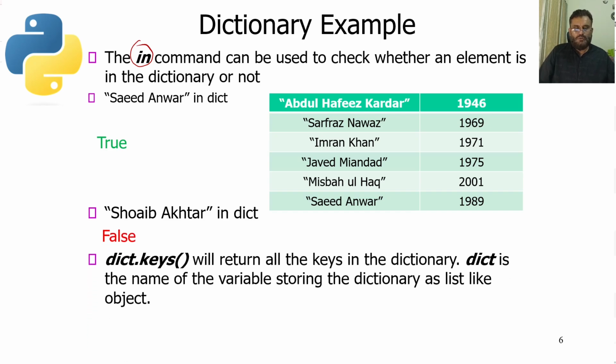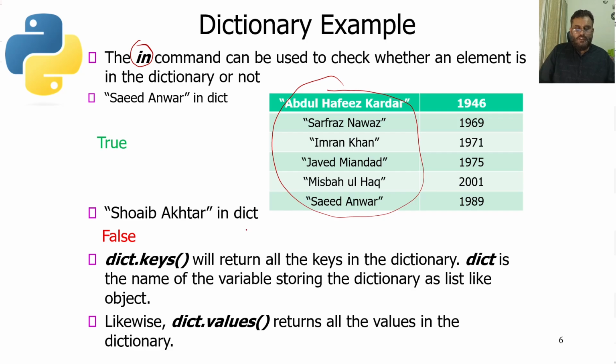Two other useful commands are Dict.keys and Dict.values. If we invoke the command Dict.keys, it will return all the keys which are there. In this case, these values will be returned in the form of a list by the Python interpreter. And likewise, if I invoke the command Dict.values, then these values which correspond to each of these keys will be returned in the form of a list by the Python interpreter.